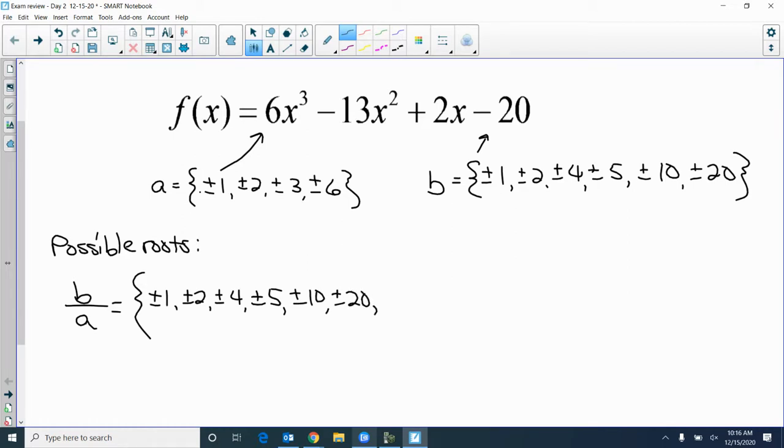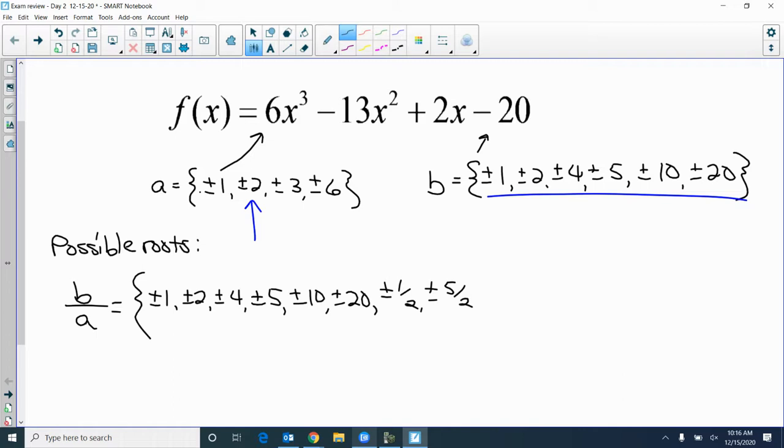All right, now divide them by 2. You do not need to list anything twice. And so always reduce just to save yourself some time. 1 divided by 2 is a half. 2 divided by 2 is 1. We already have that. 4 divided by 2 is 2. So we are taking all of these, dividing by 2 right now. 5 divided by 2, we don't have that one. That's 5 halves. 10 divided by 2 is 5, and 20 divided by 2 is 10. So we're only going to get 2 new ones out of divided by 2.